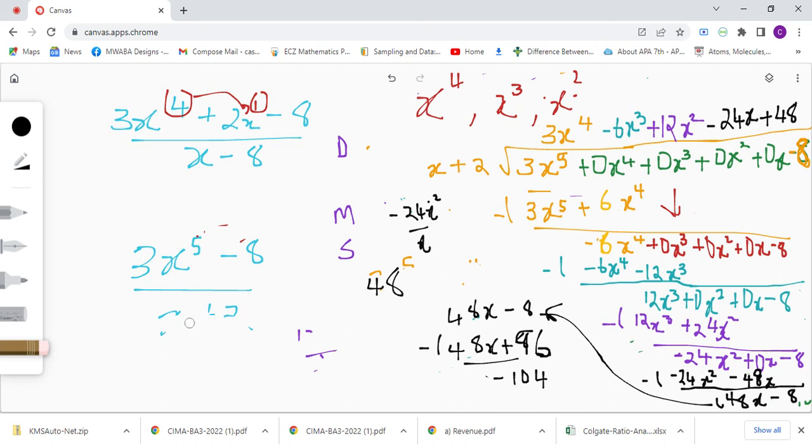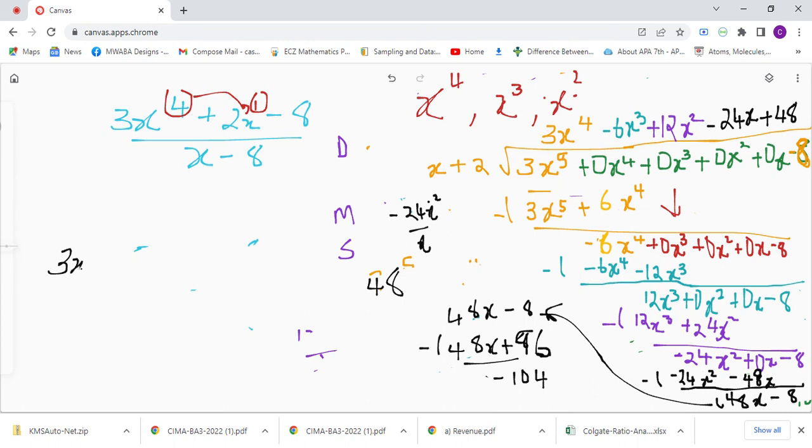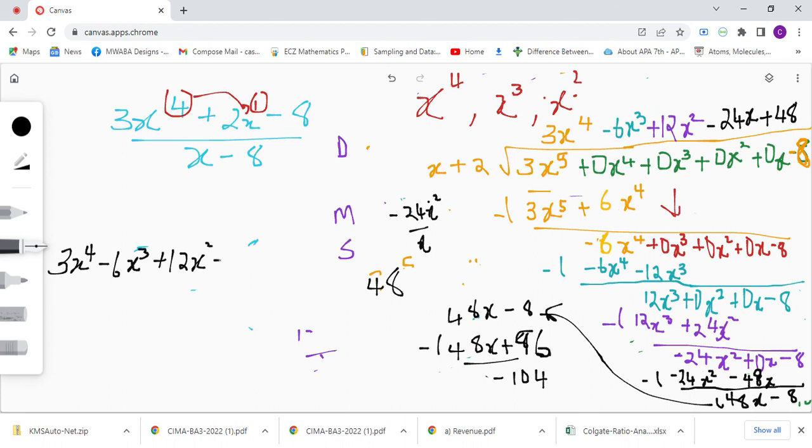So our answer, we can put it here: 3x to the power 4 minus 6x cubed plus 12x squared minus 24x plus 48, minus 104 over x plus 2. That is our answer. Very big answer.